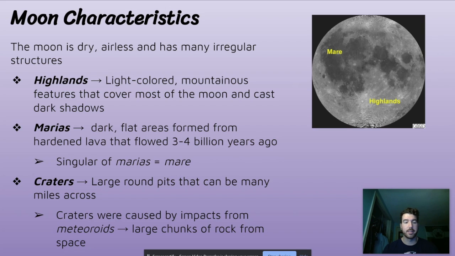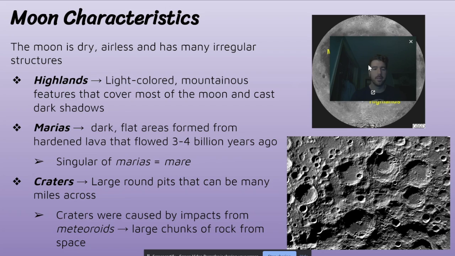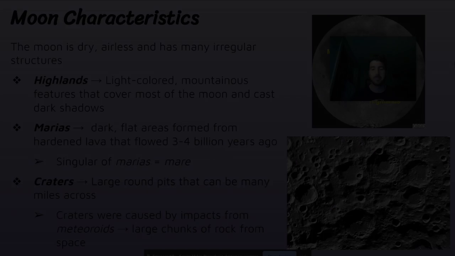And finally, the last structure we're going to talk about ahead are the craters of the moon. So large round pits that can vary in size. Some are very small, some are miles across. And these are formed by impacts with meteoroids, which are just large chunks of rock from space.